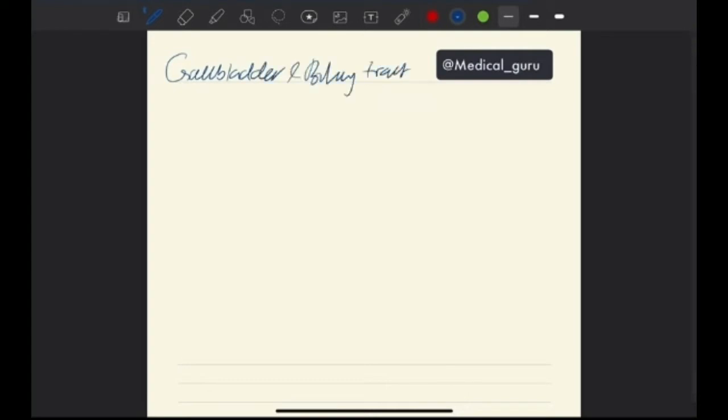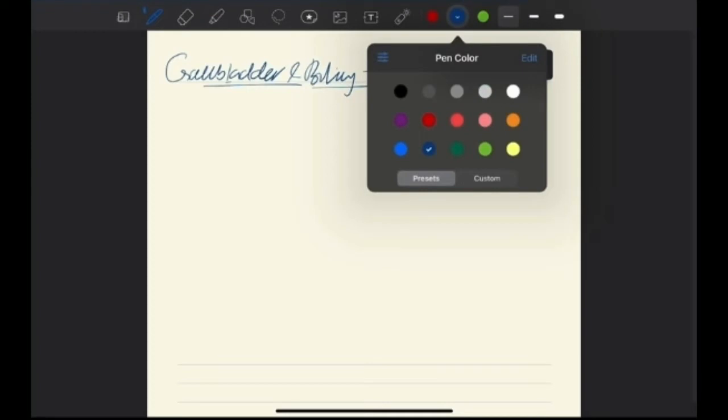This video is going to talk about the simple concept of the gallbladder and biliary tract. If you want a more detailed version, I'll work on that for future videos. Now, before we talk about the gallbladder and biliary tract, let's think about why we need the gallbladder actually, and where is it located, and we're going to start from there.